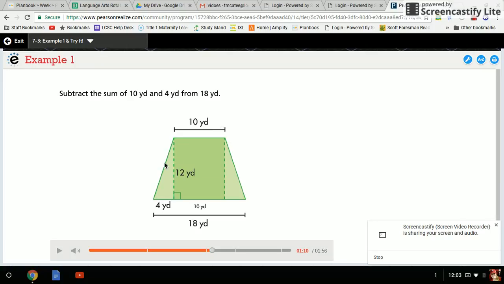So this portion missing, along with this portion missing, if those two line segments were exactly the same, should add up to equal 8. Well, they're both equal, so that would be 4 yards and 4 yards. So then 4 plus 10 plus 4 would give me 18 yards. That's 10 yards and 4 yards from 18 yards.